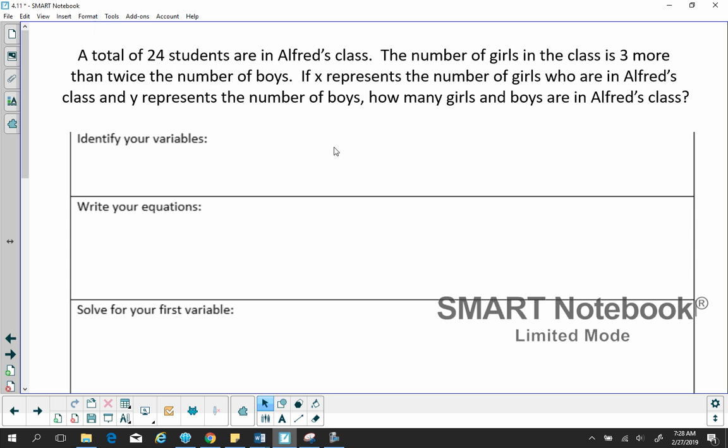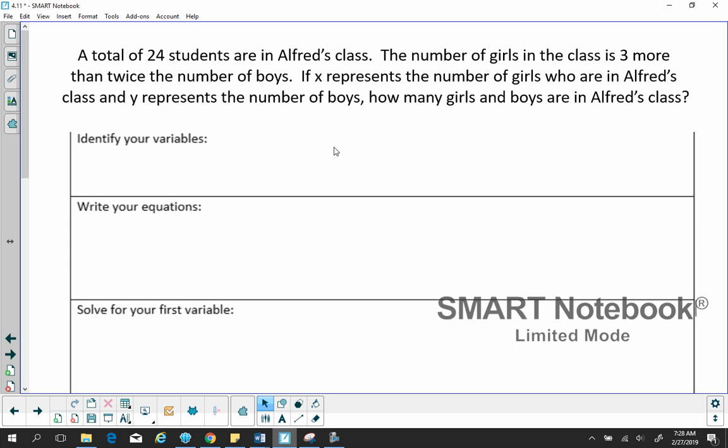All right, so the first one says a total of 24 students are in Alfred's class. The number of girls in the class is 3 more than twice the number of boys. If X represents the number of girls who are in Alfred's class and Y represents the boys, how many girls and boys are in Alfred's class?